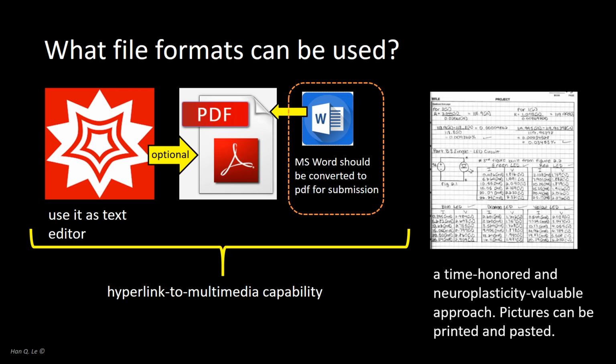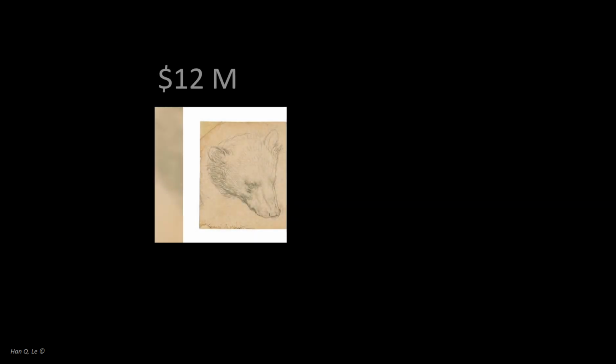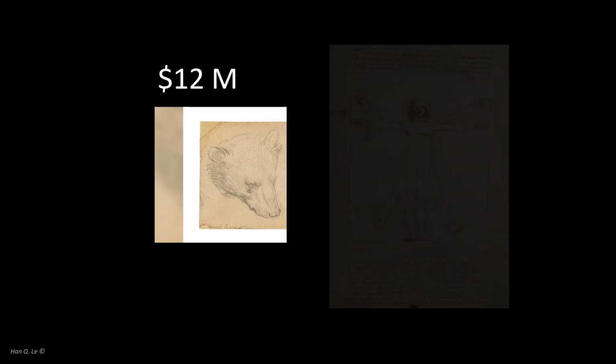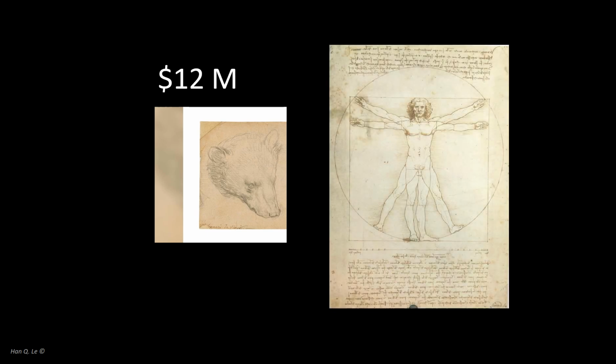A time-honored, and romantically nostalgic format is of course the handwritten notebook. It is a great exercise of the brain per the science of neuroplasticity to think and write. Many centuries later, who knows, a single sketch could fetch $12 million, and your notebook might be sold for hundreds of millions of today's dollars, although by then, the value might be listed in cryptocurrency units.